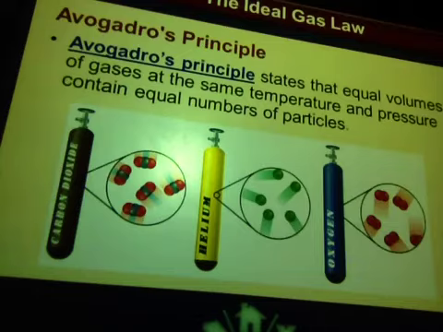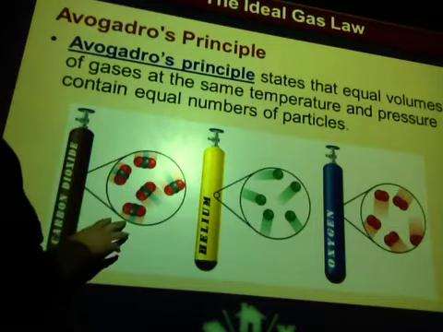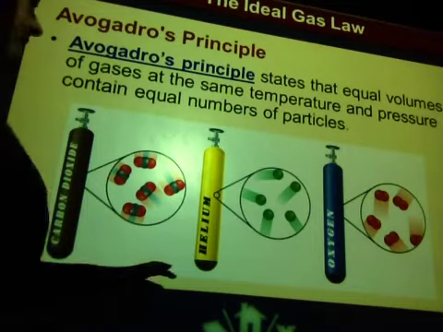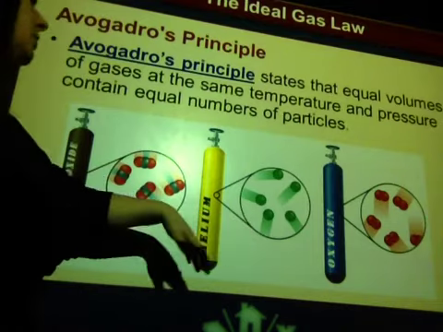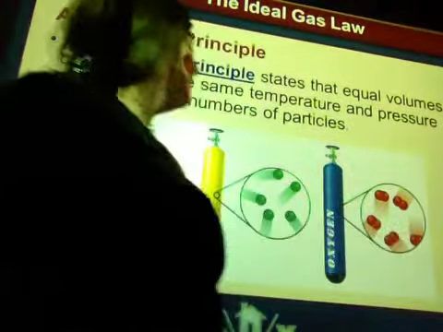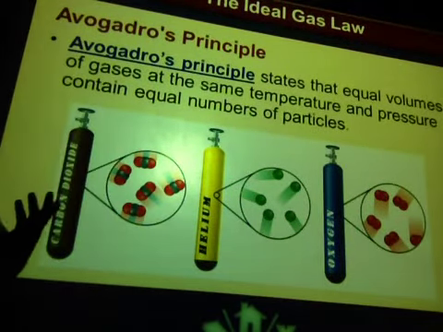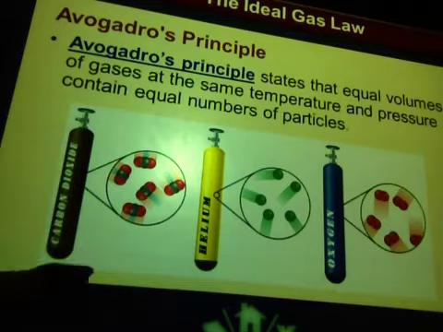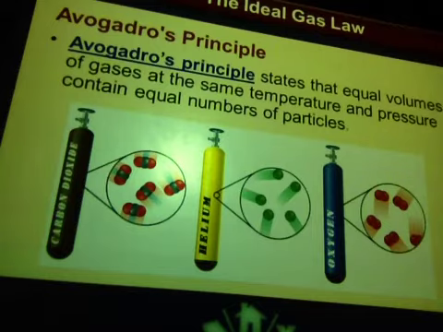So I can see here I have 1, 2, 3, 4, 5 particles of carbon dioxide. We know those would be molecules. And then I have helium. 1, 2, 3, 4, 5 particles of helium. And then I have my oxygen. 1, 2, 3, 4, 5 particles of oxygen. So we're assuming that these are equal volumes, same temperature, same pressure, and as long as those three things are the same, then these should contain an equal number of particles, and that's just Avogadro's principle.